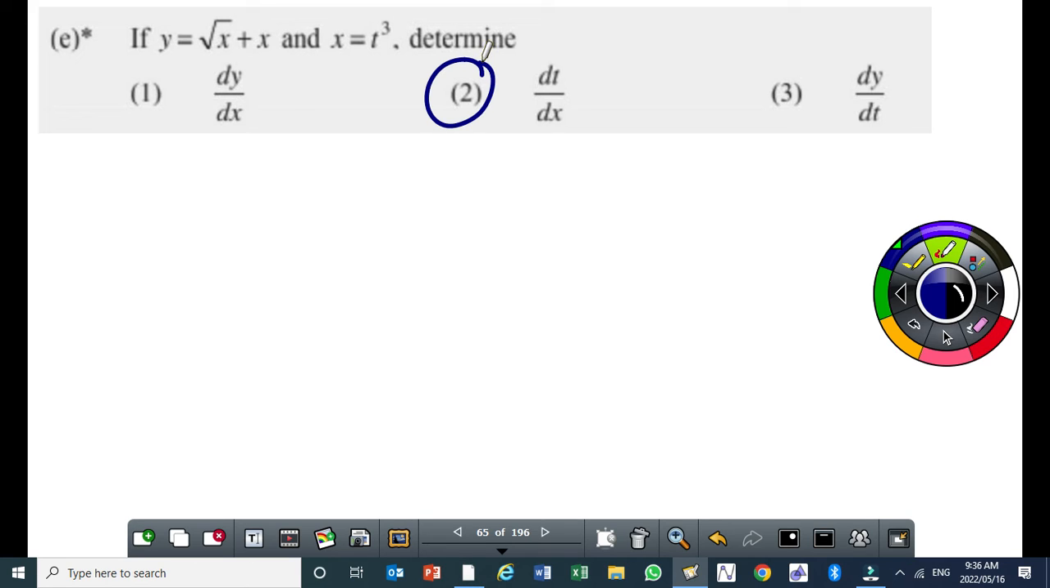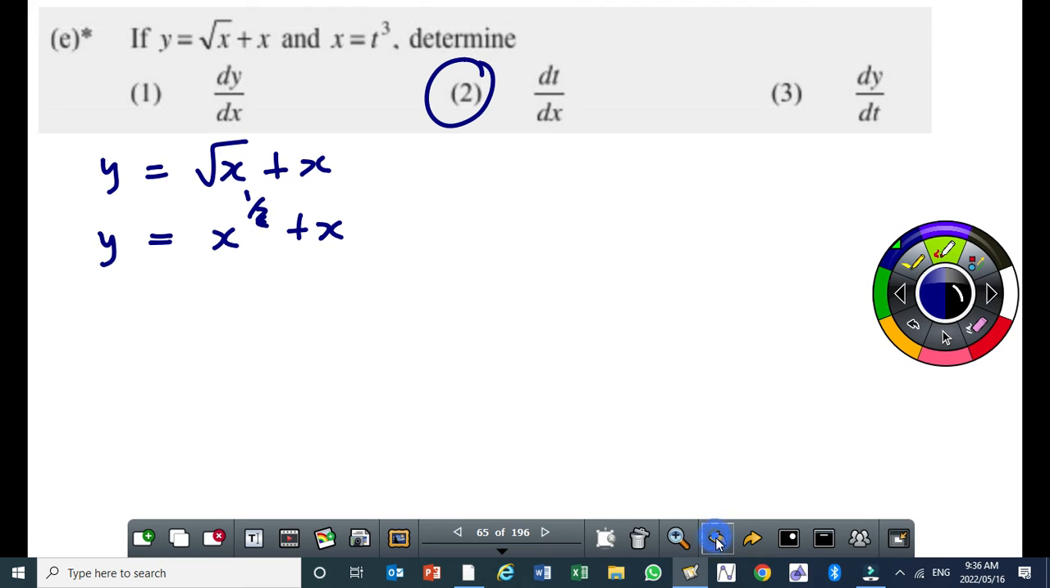Now, sometimes you may be given two functions and you're supposed to find a derivative which is related to both functions. That's the case here. What do I mean by that? Well, if you look at the first function, it's y equal to the square root of x plus x. Obviously, I don't want the root, so this becomes x to the power of a half plus x. Then you have the second function, which is x equal to t cubed.